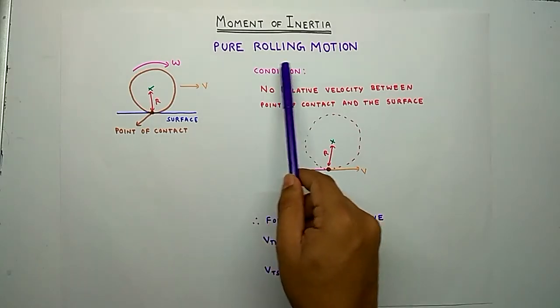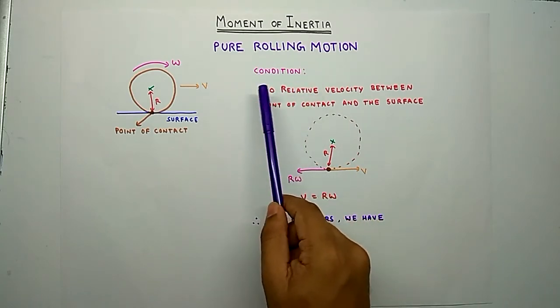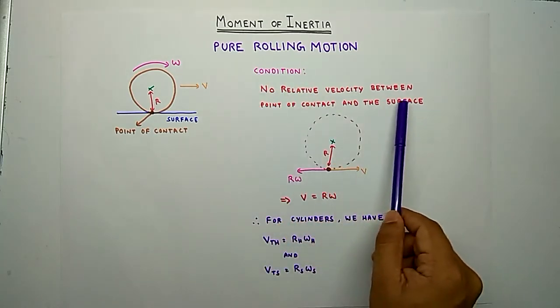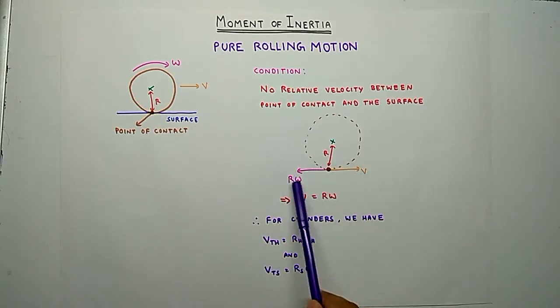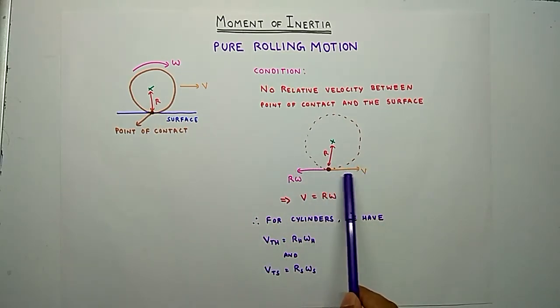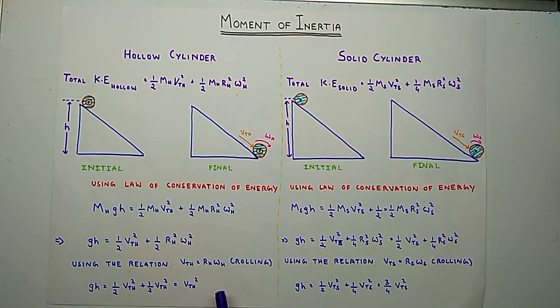Our cylinders in the experiment undergo purely rolling motion. For pure rolling motion, the following condition must be satisfied. There should not be any relative velocity between the point of contact and the surface. This means that its net velocity should be 0. This implies v should be equal to R omega. If this is not true, the cylinders will slide. Imposing this condition on our cylinders, we get vth equal to Rh omega h and vts equal to Rs omega s. Substituting this relation in the equations, we get g h equal to vth squared and g h equal to 3 by 4 vts squared.